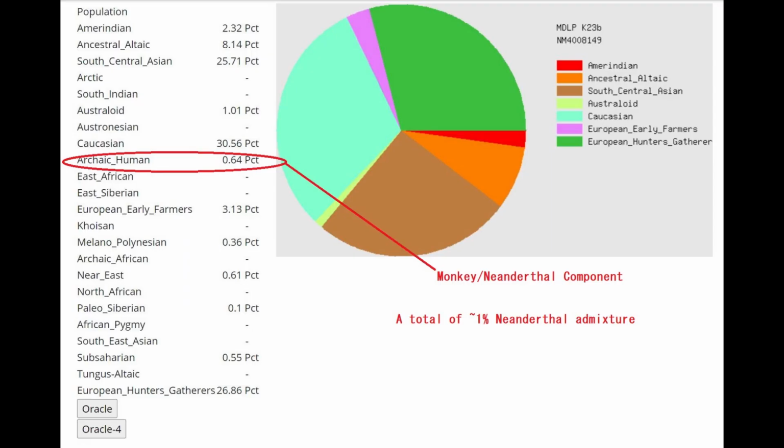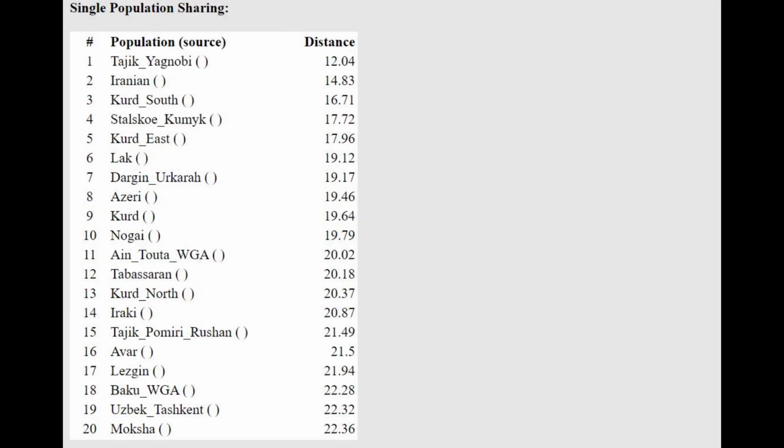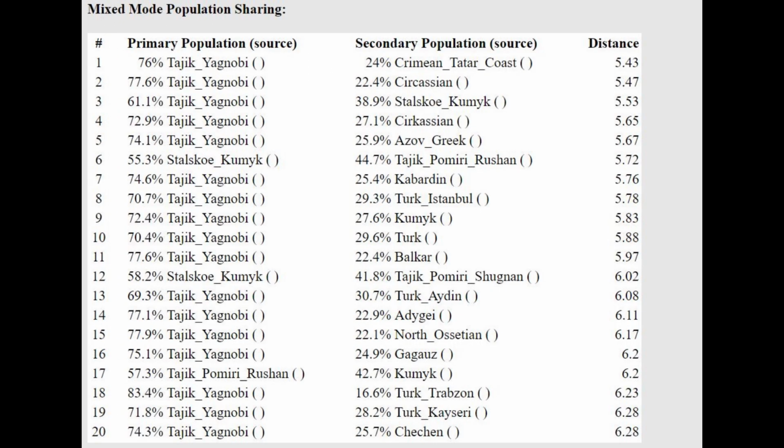And this is what she scores with MDLP K23b. She's got a little bit of archaic human here, so it's a very monkey or Neanderthal component, so she's got a little bit of Neanderthal admixture, but with the Oracle, she's getting modeled as closest to Tajik from Yagnob, it's Pamir, right? It's Pamiri. And she can be modeled as a mixture of this Pamiri, Tajik, plus Crimean Tatar coast, which is actually very similar to Caucasians, or Tajik, Pamiri, Tajik, plus Circassian.